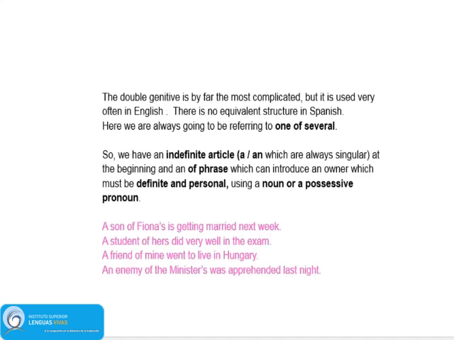In the next example, you have "a friend of mine went to live in Hungary," and there you have an indefinite article. You have the noun, you have an of phrase with a possessive pronoun. A friend of mine means that I have many friends, but only one is going to live in Hungary. And the other one where you have an indefinite article that starts with an, that is an because the next word starts with a vowel. And so you have "an enemy of the minister's was apprehended last night."